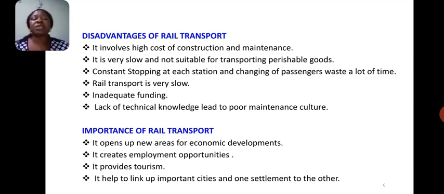Importance of rail transport. It opens up new areas for economic development. It creates employment opportunities for people that are searching for jobs. It provides tourism. It helps to link up important cities and one settlement to the other.